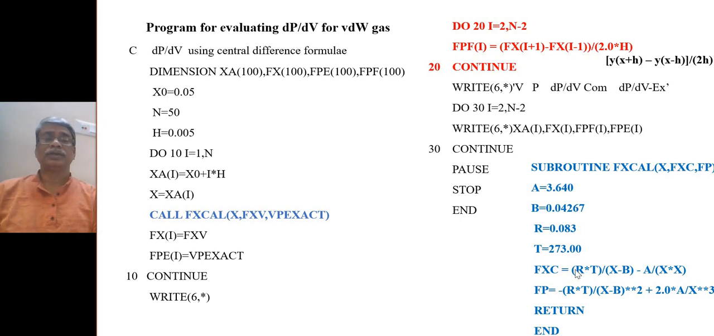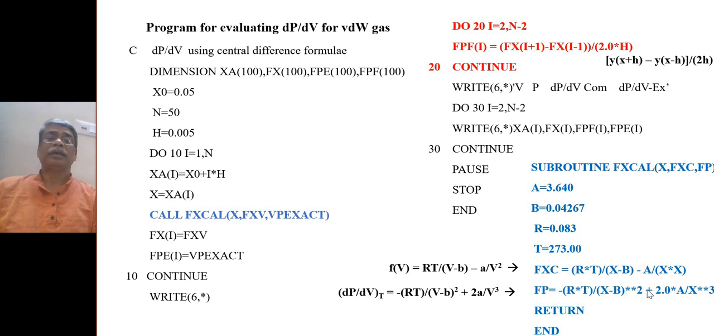And then fxc is these two things. Fxc means the function value at a given v, and that is RT by (v minus b) minus a by v square. So this formula is translated in this expression, and the next one is the theoretical exact derivative expression, translated again in this Fortran expression. So this is how we evaluate in the subroutine.